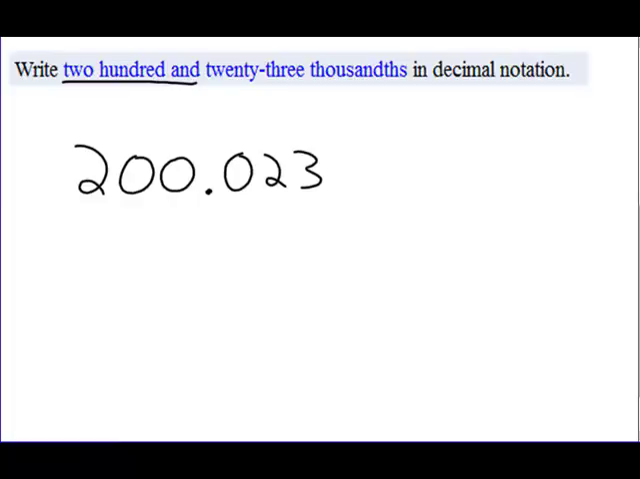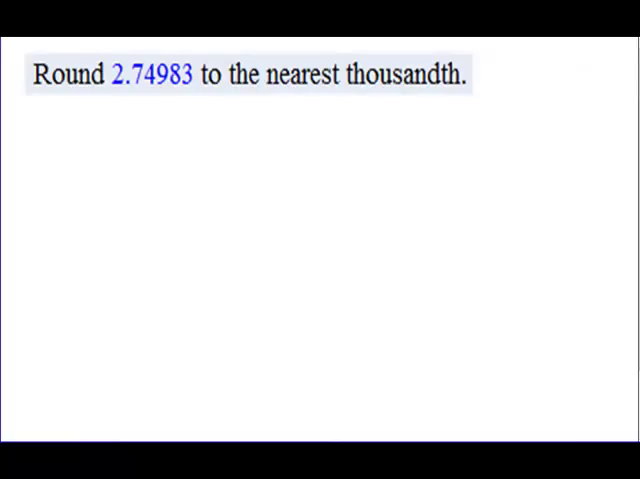Let's take a moment and look at rounding when we have decimals. Here it says round to the nearest thousandth. So when we're rounding, we find the place we're rounding to, which is thousandths: tenths, hundredths, thousandths. We're rounding to this number, so we have to look at the one directly to the right of it, and then you round. The 8 makes the 9 round up to 10. So this rounds up to 2.750. And you must put in this 0 because we're rounding to the thousandths place.